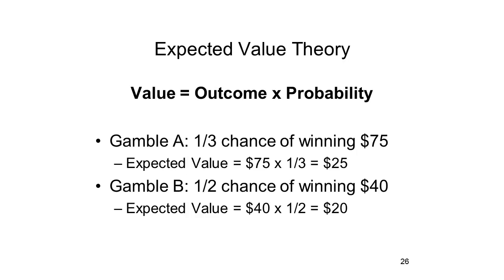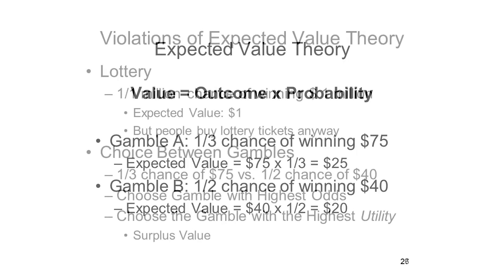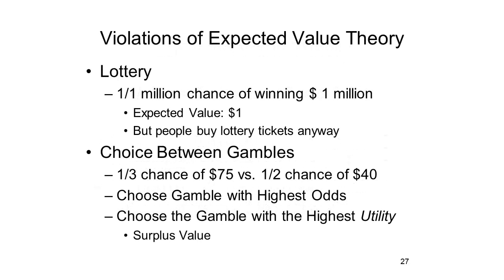Expected value theory offers a kind of algorithm for making decisions and choices. If you want to know which choice to make, you calculate the expected values and you choose the option that affords the highest gain or the least loss. The problem is that people's behavior routinely violates simple expected value theory. The clearest example is a lottery.